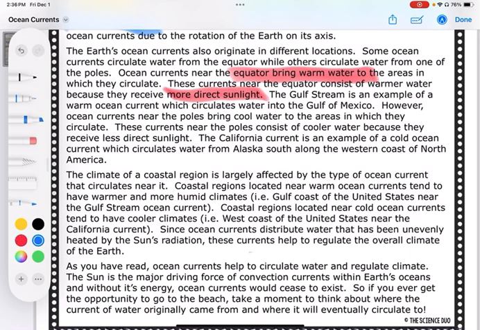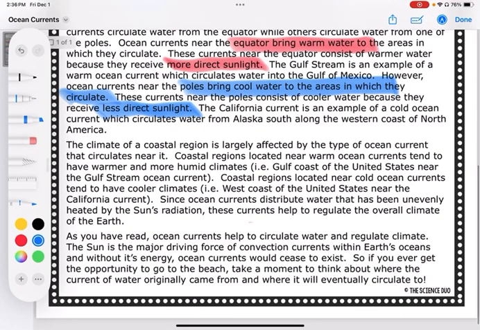However, ocean currents near the poles bring cool water to the areas in which they circulate. So these currents near the poles consist of cooler water because they receive less direct sunlight. The California Current is an example of a cold ocean current which circulates water from Alaska south along the western coast of North America. The climate of a coastal region is largely affected by the type of ocean current that circulates near it. Coastal regions located near warm ocean currents tend to have warmer and more humid climates. Coastal regions located near cold ocean currents tend to have cooler climates.